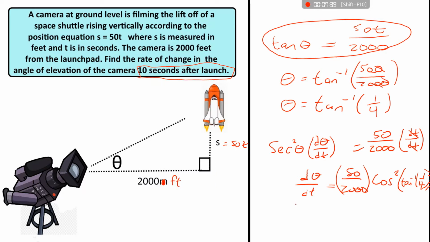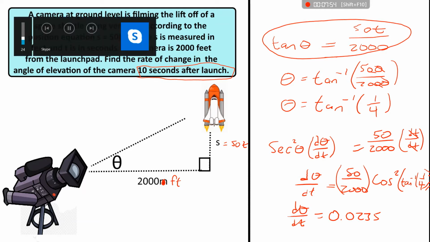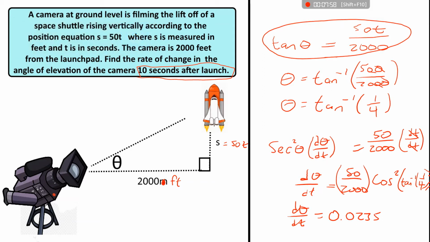Okay, what are my units? Feet per second squared? Feet per second squared, not feet per second? This is a change in angle over change in time. What would my angle be measured in right now?